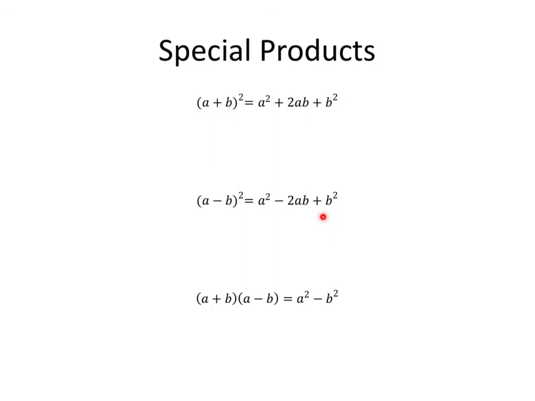And then, if you remember when we were verifying trig, a difference of squares. So here's a difference of squares. And when you multiply these two, you get a difference of squares. So it's a plus b times a minus b. You must memorize these three.